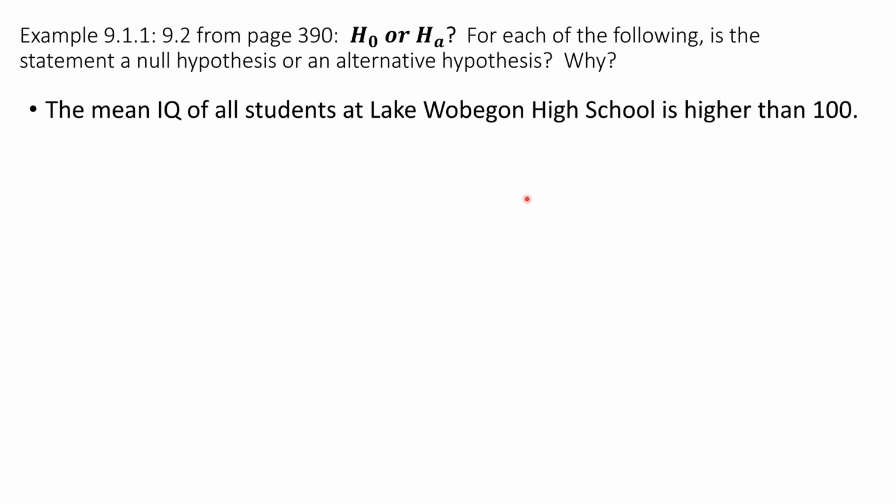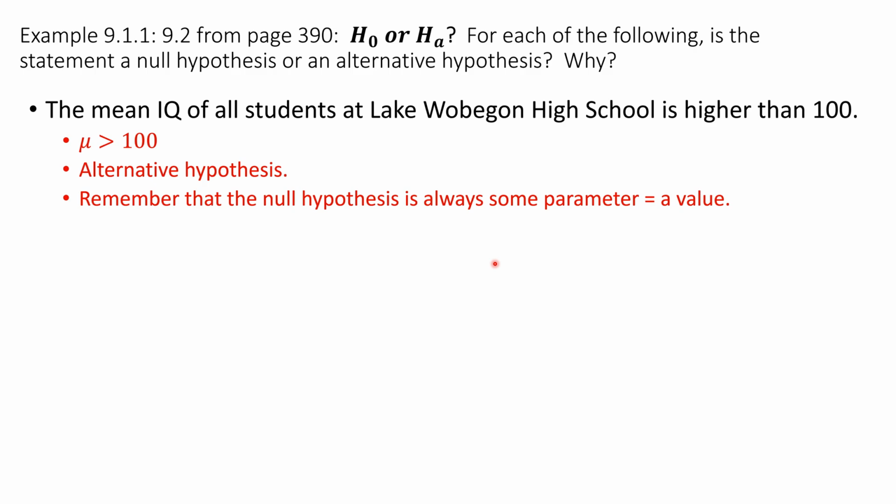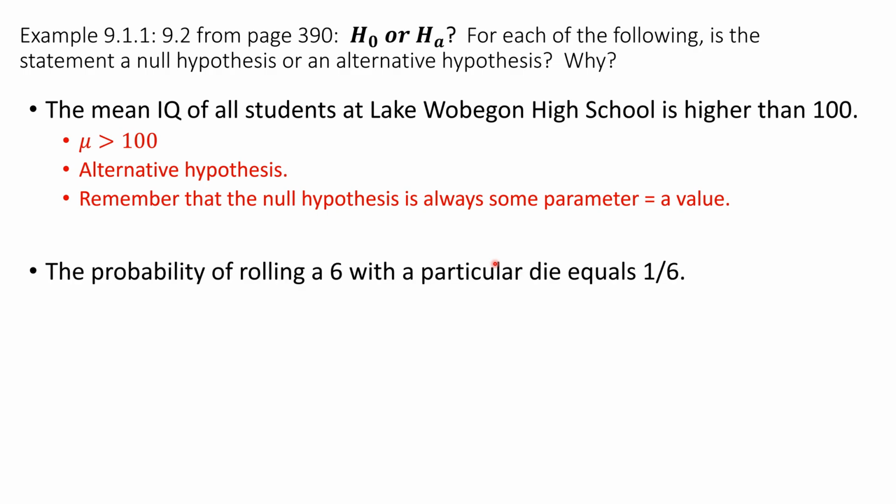Here is an example from a textbook. You can pause this video and read the question. The mean IQ of all students at a high school is higher than 100. In math language it will be mu larger than 100. This is an alternative hypothesis because the null hypothesis is always some parameter equals a value. Second, the probability of rolling a 6 with a particular die equals 1 over 6. So it will be the population proportion equals 1 over 6. It is the null hypothesis.